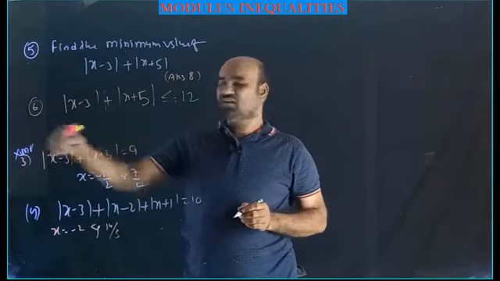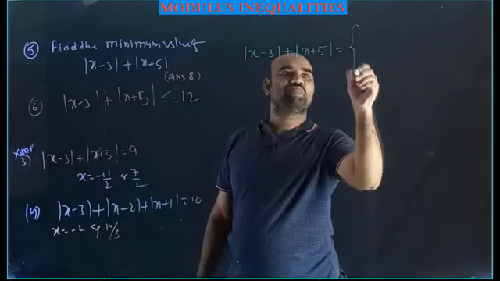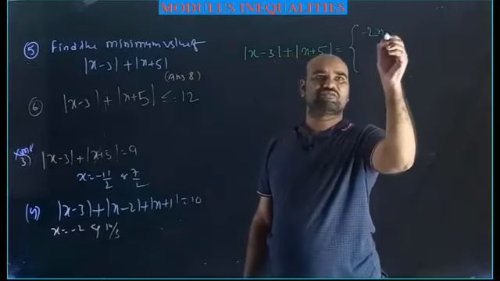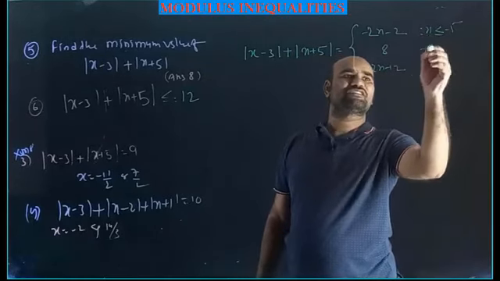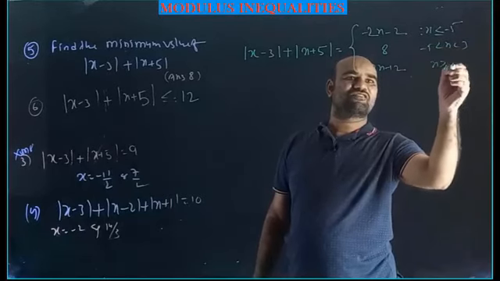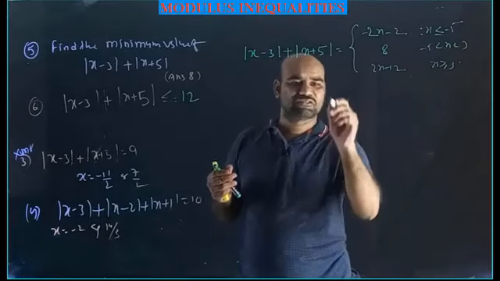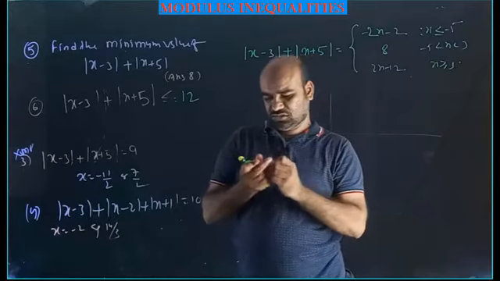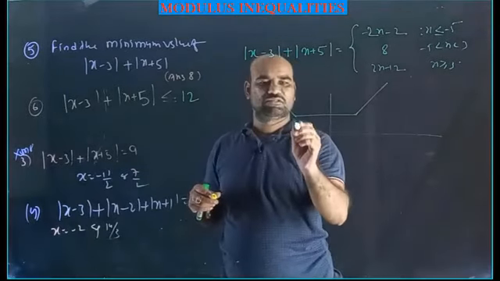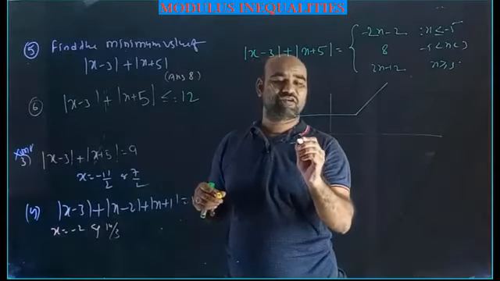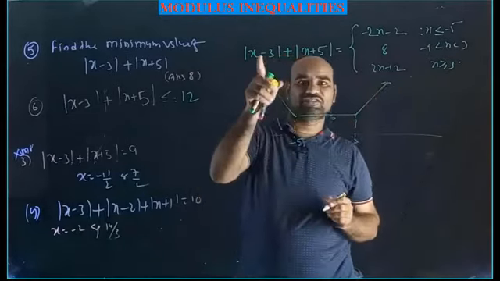So mod of x minus 3 plus mod of x plus 5 is given. How to open it? I explained once: it is minus 2x minus 2, 8, 2x plus 2, for the values of x less than or equal to minus 5, minus 5 less than x less than 3, and x greater than or equal to 3. So already you got the graph of this also. Here minus 5, here 3, 0, 8. This is the graph of this function.